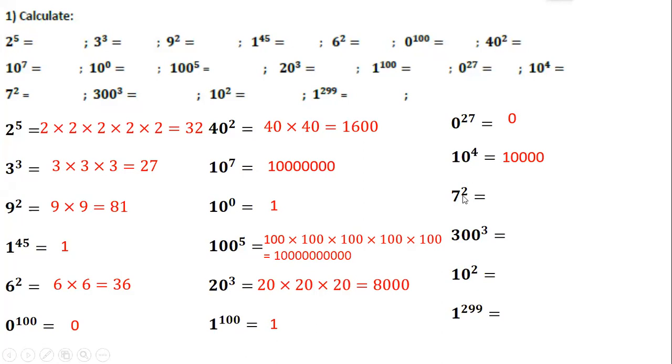Hassan Bawab. 7 squared, how do we write it? 7 times 7 equals 49, right? Thank you. Abdullah, 300 cube, how do you write it? 300 times 300 times 300. Bravo, Abdullah. Well done. Thank you, Abdullah.